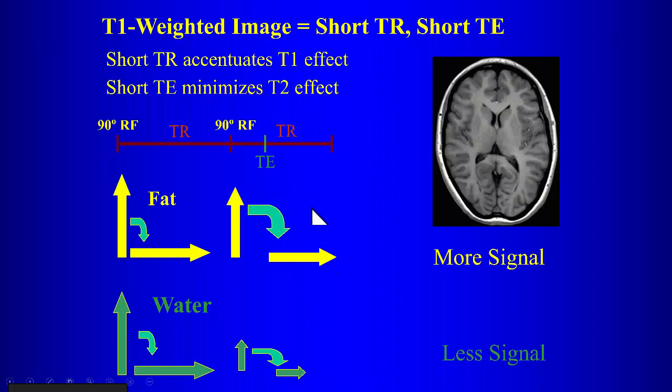That's the principle of a T1 weighted sequence. That's how we get T1 contrast. So the fat gives me more signal, so you see the subcutaneous fat here is bright. The water gives me less signal, so you can see the CSF is very dark. All right? So that's a T1 weighted sequence.